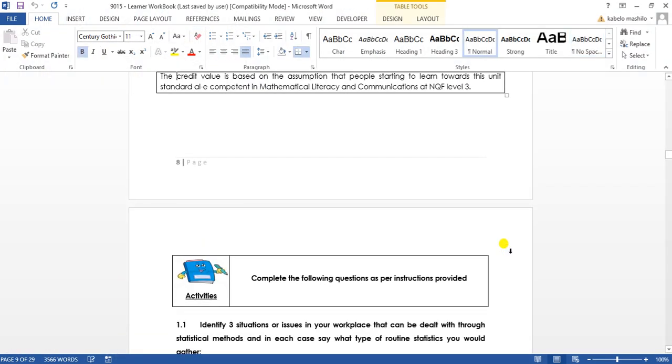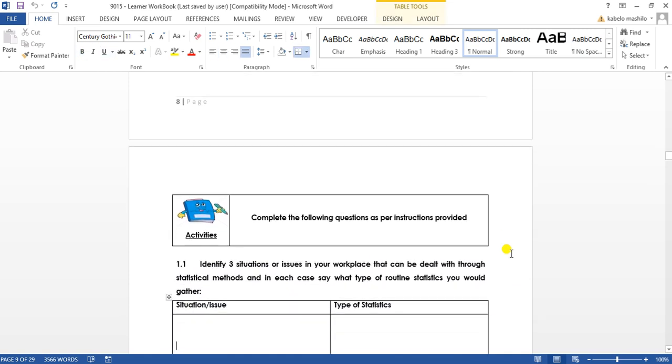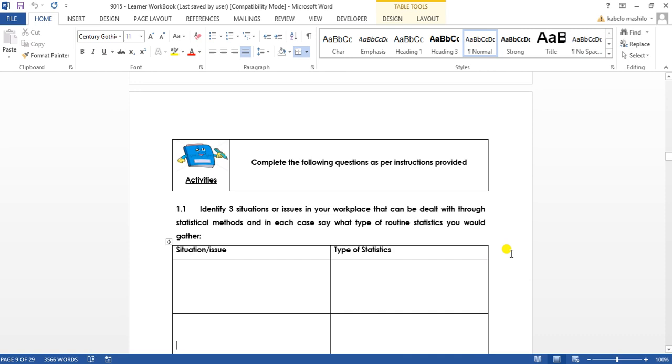Formative assessment. Code activities. Complete the questions as per instruction provided. Identify three situational issues in your workplace that can be dealt with through stats methods, and in each case say what type of routine stats you would gather. So you will form those situations. Think outside of the box.